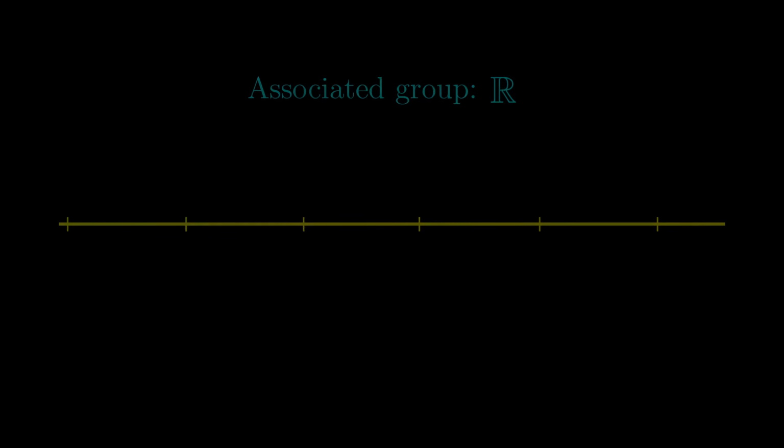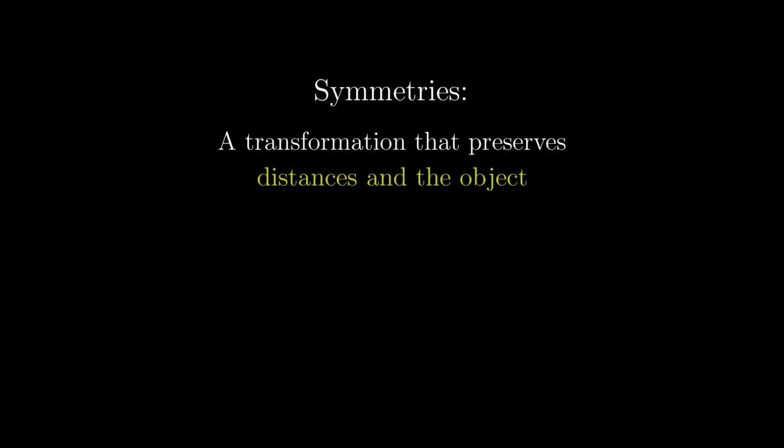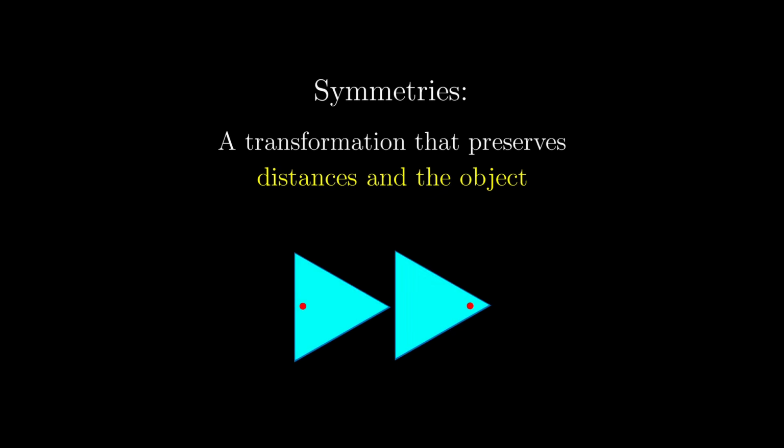And the symmetries here mean a transformation that preserves both distances and the object under study. So this figure with two triangles doesn't have a symmetry that looks like this, because the distance between the red dots changes after the transformation. So in this case, the transformation does preserve the object, but not distances, and so it is not a symmetry of the object we are studying.